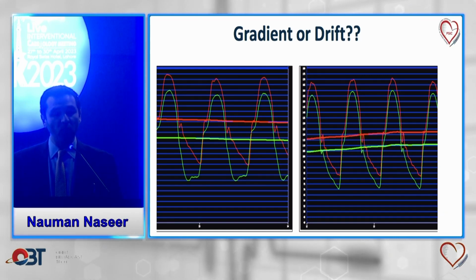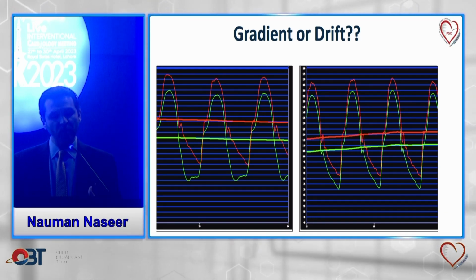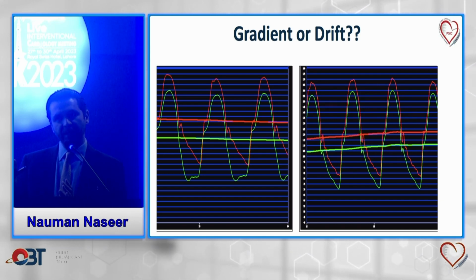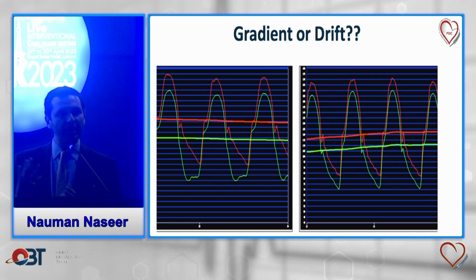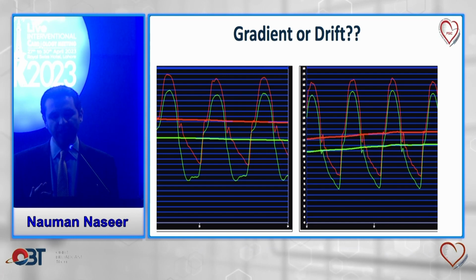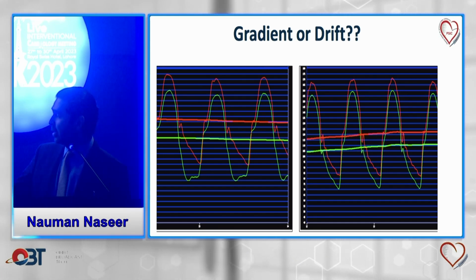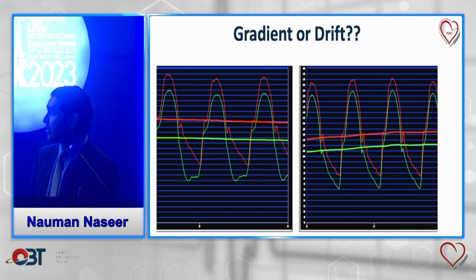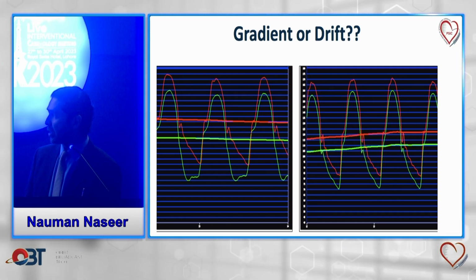Then what is gradient versus drift? Remember, whenever you're going to have pressures from the wire tip, most of the time you're not going to see a typical dicrotic notch as you see from the aortic pressure tracing. This is the drift area, and this is where you're getting the true gradient.